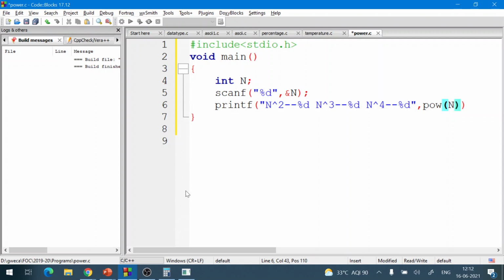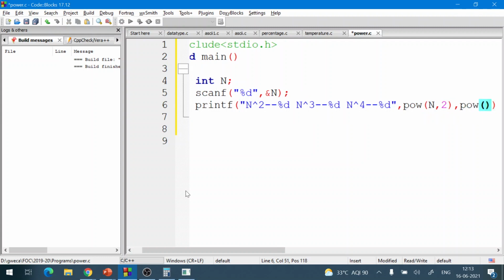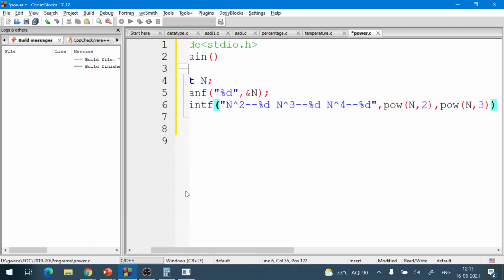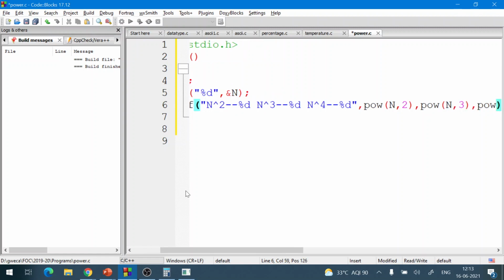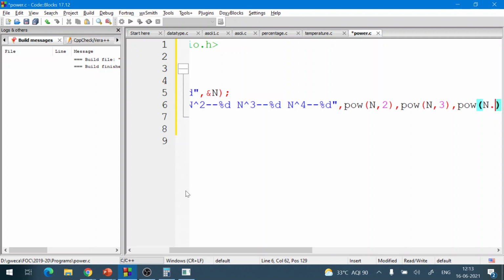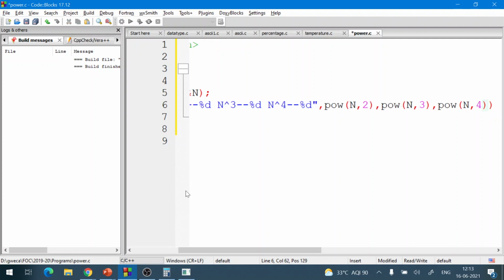You will take n and the power is 2. Okay, so the POW function has two parameters. The first parameter is the base, and the second parameter is the exponent. So if you want to get n square, you will write n, and since square is the power of 2, that is written like this. So n cube, how are we going to write n cube? POW n cube. Okay, and then POW n4. Between the two parameters, comma is the separator.